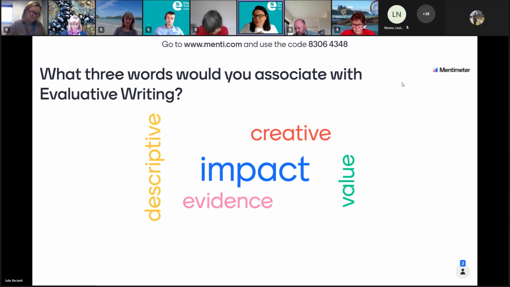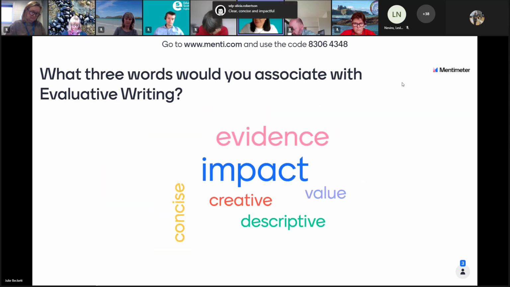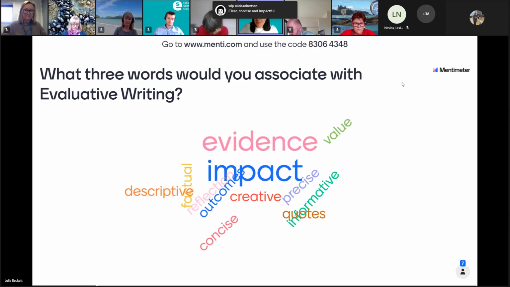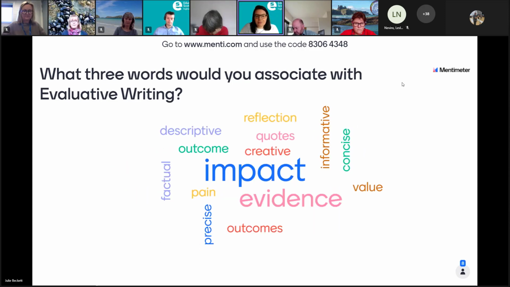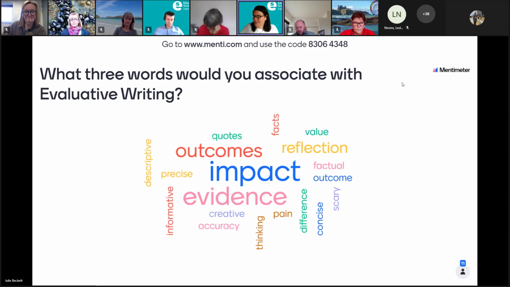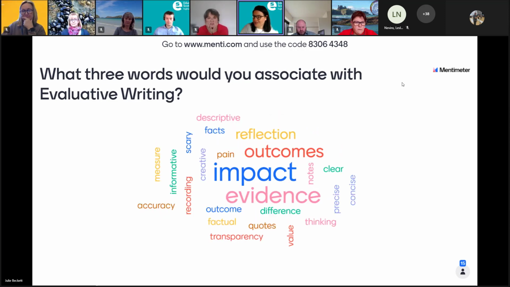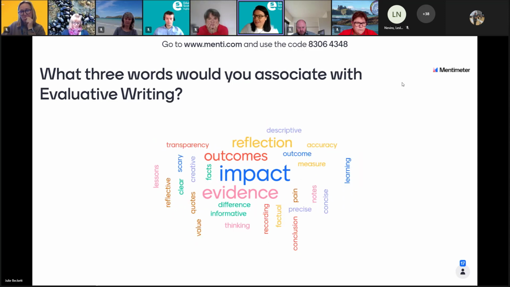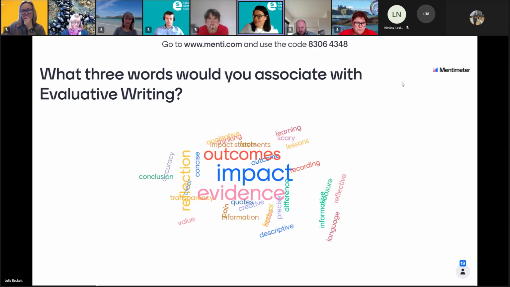Can see some people coming on there, so that's fab. And if you've not seen a word cloud like this before, the more people that write the same word, the bigger the word gets. Interesting now to see impact there from the start. That's becoming one of the bigger words there. And evidence, outcomes. That's fab, and we'll just give that a minute.